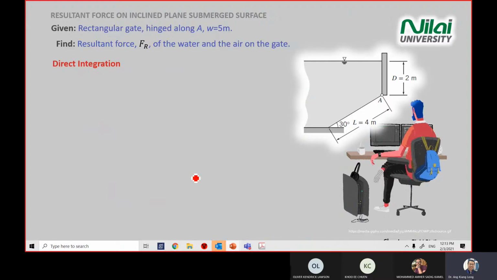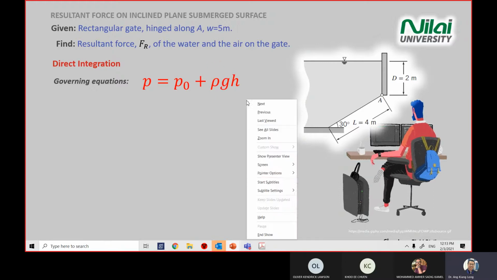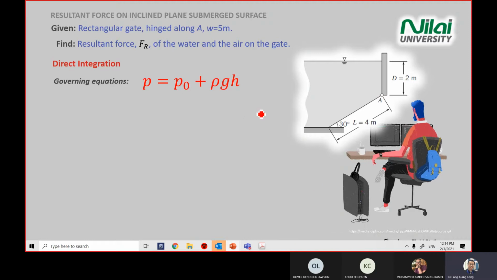So we go for the direct integration method first. Before you start any question, put in all the relevant equations. Straight away, you'll get 3 marks. For example, if you put P equal to P0 plus rho GH, you'll get 1 mark.